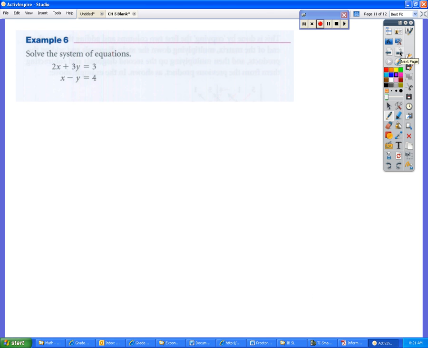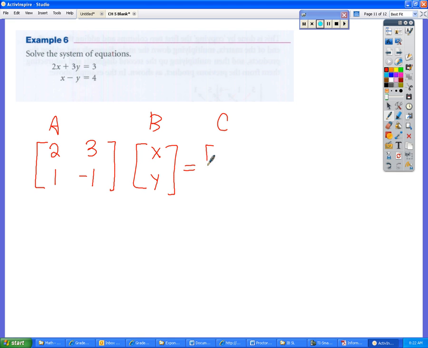Solving a system. You can solve a system by using matrices because matrix A would be the coefficients. Matrix B would be the variables. Matrix C would be the constants. And the way that we solve, we actually multiply, so I'm going to write the formula again. So AX equals C. So we're going to multiply on the left by A inverse, which would cancel those.